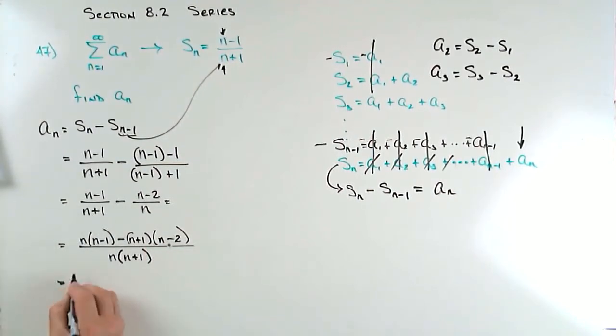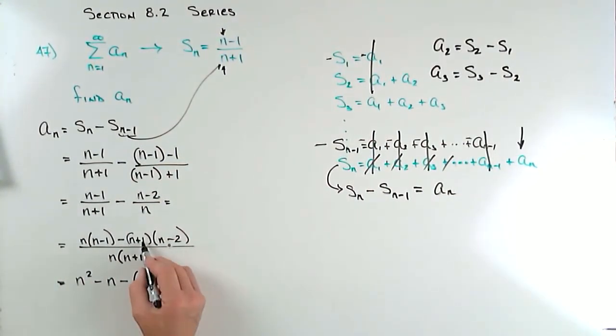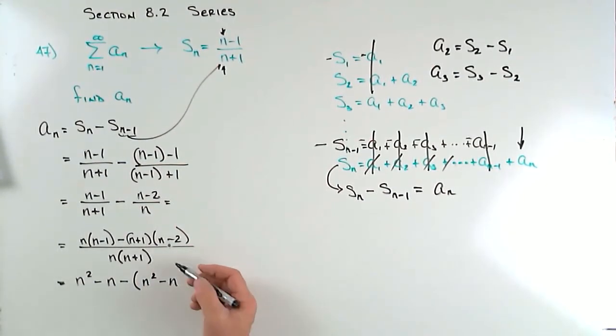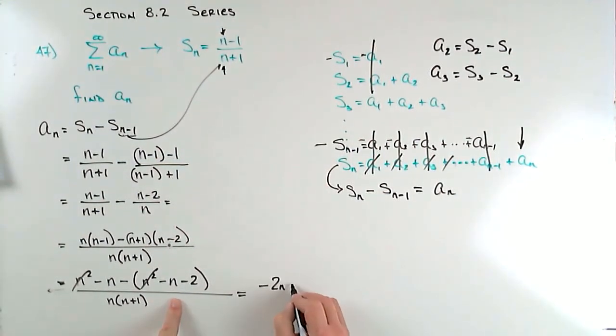And what do we get now? Let's see. We get n squared minus n, distributing there, minus, this times this is going to be n squared. We're going to have plus 1, take away 2. So that's going to be minus n. And then we're going to have 1 times negative 2. That's going to be negative 2. And on the bottom, we have n times n plus 1. So what does that get us? Well, these n squareds are going to cancel. We're going to have minus 2n plus 2 over n times n plus 1.